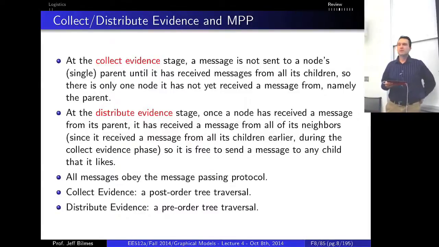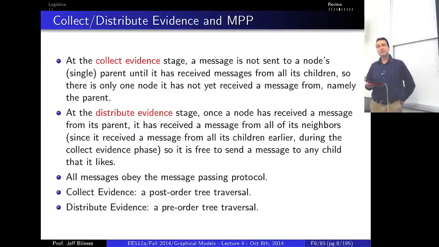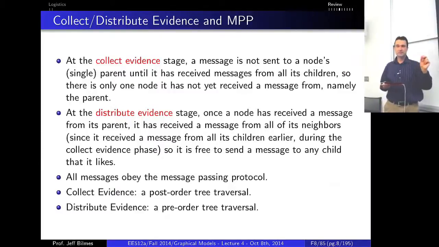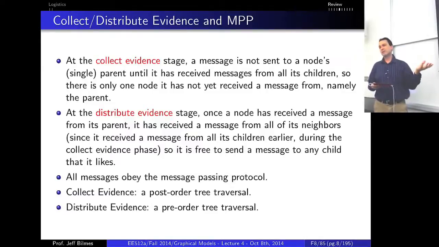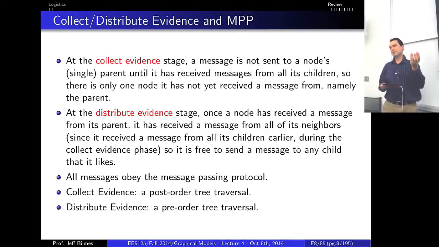Message passing protocol, again, was essentially a set of rules that says you're allowed to send a message out from a vertex as long as you've received a message from all of the other vertices. Now, it means that if you received a message from everywhere, you can send it out anywhere. But if you received it from k minus 1 of your incident edges, then you can send it out of the kth incident edge.